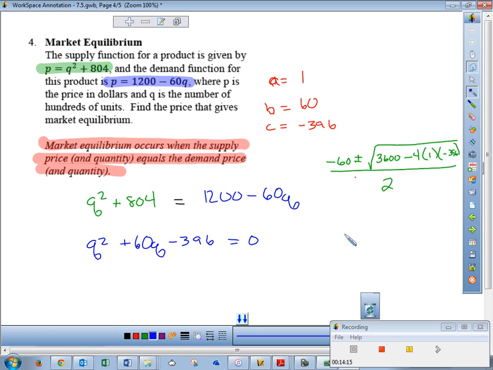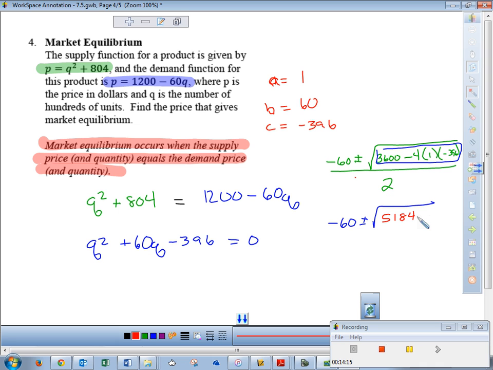So when doing the quadratic formula, I'd like you to just punch all of this stuff in for me real quick. Just type that left to right, how you see it: 3600 minus 4. Use parentheses and you'll be in good shape. Times 1 times negative 396. And tell me what that number is, if you wouldn't mind, because I don't have it written down. How much? 5184. Y'all cool with that number?